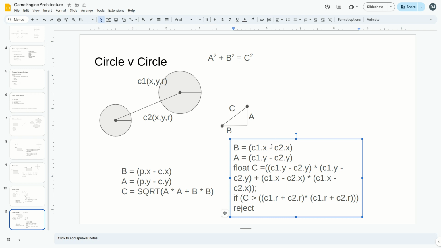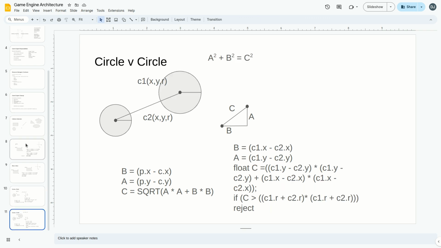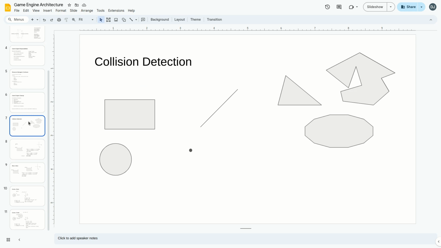I'm only going to cover the next, actually, let's talk about line intersections. Actually, I'm going to stop this video here. It's getting a little bit long, and then I'll put the more advanced collisions in the next one.